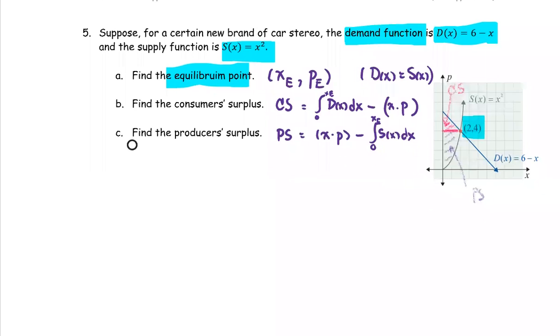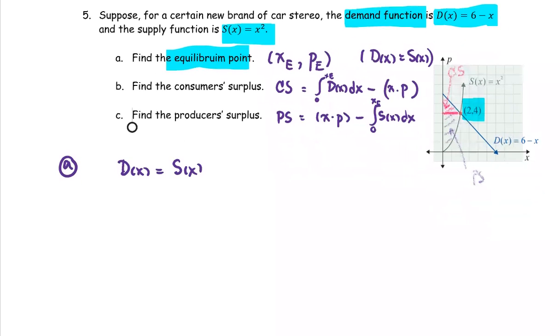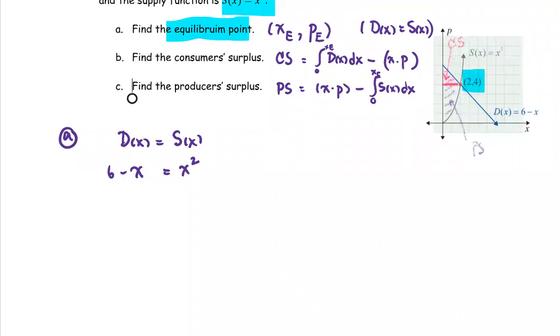Okay, so now that you understand the big picture, for the first part, part A, you're going to find the equilibrium point by setting the demand equal to the supply. The demand is 6 minus x, and the supply is x squared. We're going to show that we get the point (2, 4). You have an equation with the power 2, so we write everything on the same side of the equation, with the leading term being the x squared term. So we move everything together, and it becomes the equation x squared plus x minus 6 equals 0.